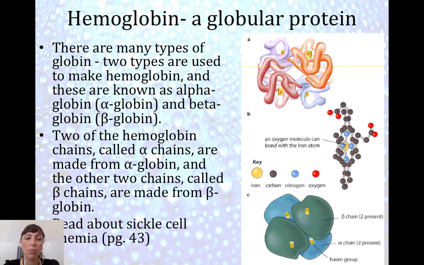So there are many types of globin. 2 types are used to make hemoglobin, and these are known as alpha globin and beta globin. 2 of the hemoglobin chains, called alpha chains, are made from alpha globin, and the other 2 chains, called beta chains, are made from beta globin. And I really need you to go in your textbook, not right now, but after the video, and read page 43 about sickle cell anemia. So you can do that in class or on your own.